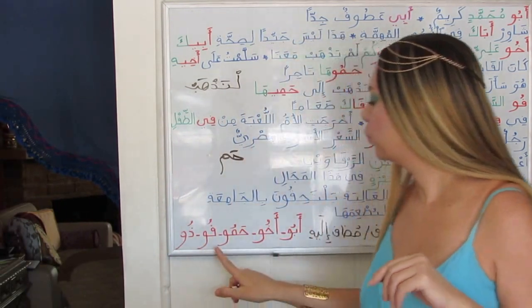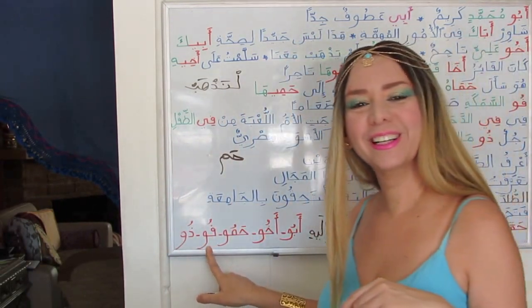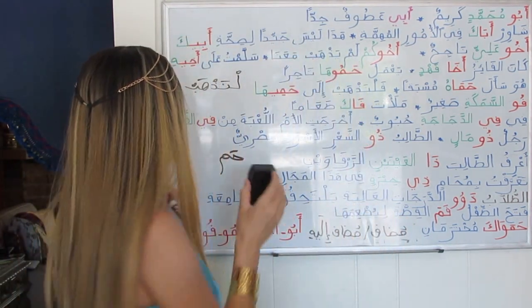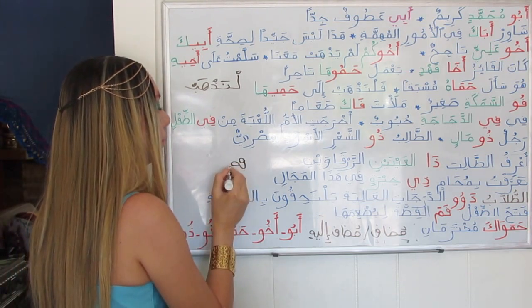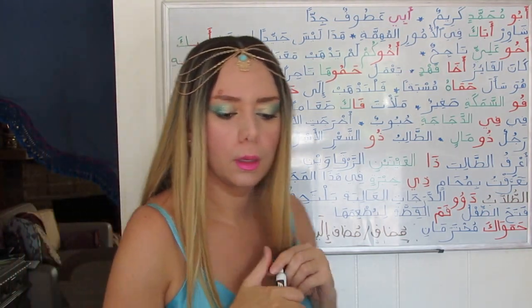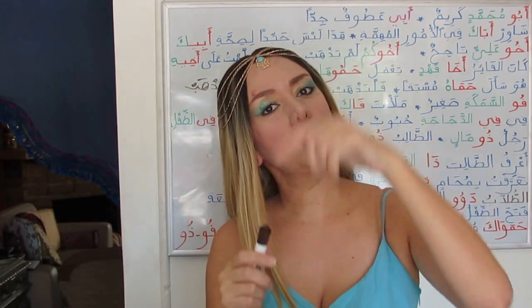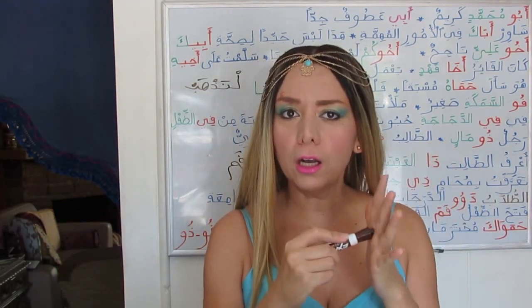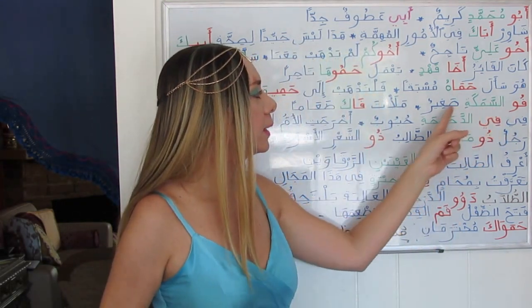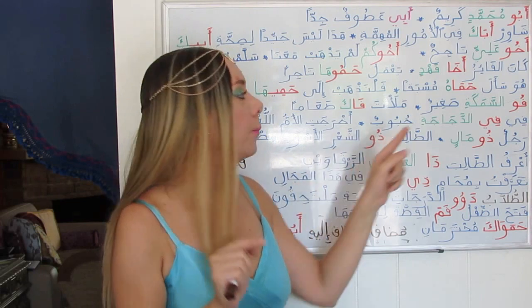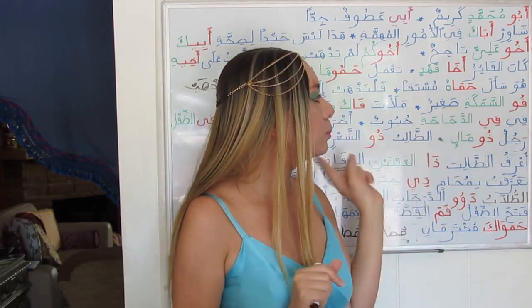Fu, like kung fu. Fu is the construct state of fem. Fem means mouth. So, of course, in the nominative case, because of the waw, fu, here, فو السمكة صغير. The mouth of the fish is small, like this.